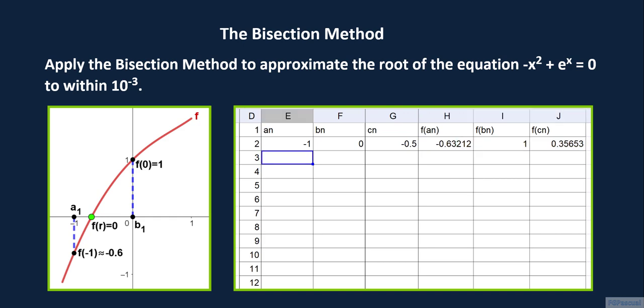For the new left endpoint a sub 2, which goes into cell E3, we start with an equal sign followed by an if-then-else statement. If the product of f of a sub 1 and f of c sub 1 that are in cells H2 and J2 respectively is less than or equal to 0, then the new left endpoint is still a sub 1, which is in E2. Otherwise, the new left endpoint is c sub 1, which is in G2.